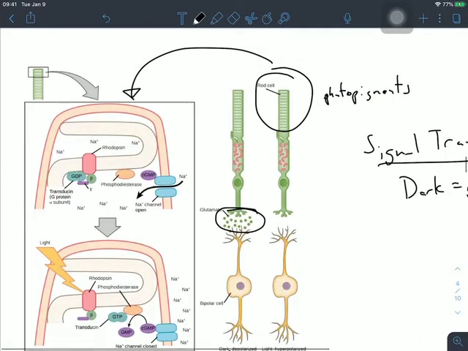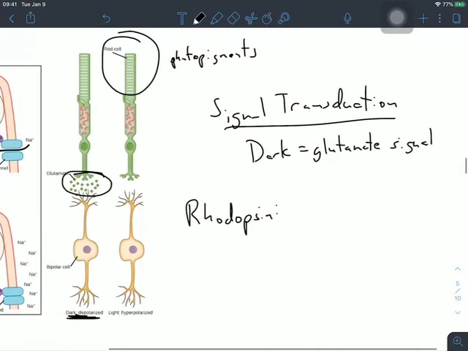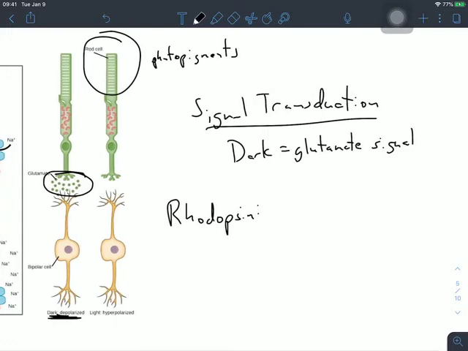So what happens when light actually hits the rod cell? Well, the rod is able to detect it with a very specific protein complex called rhodopsin. Rhodopsin itself is made up of 2 different proteins, opsin, that spans the membrane, and retinol. So opsin is the thing that goes across the membrane. And retinol changes shape.